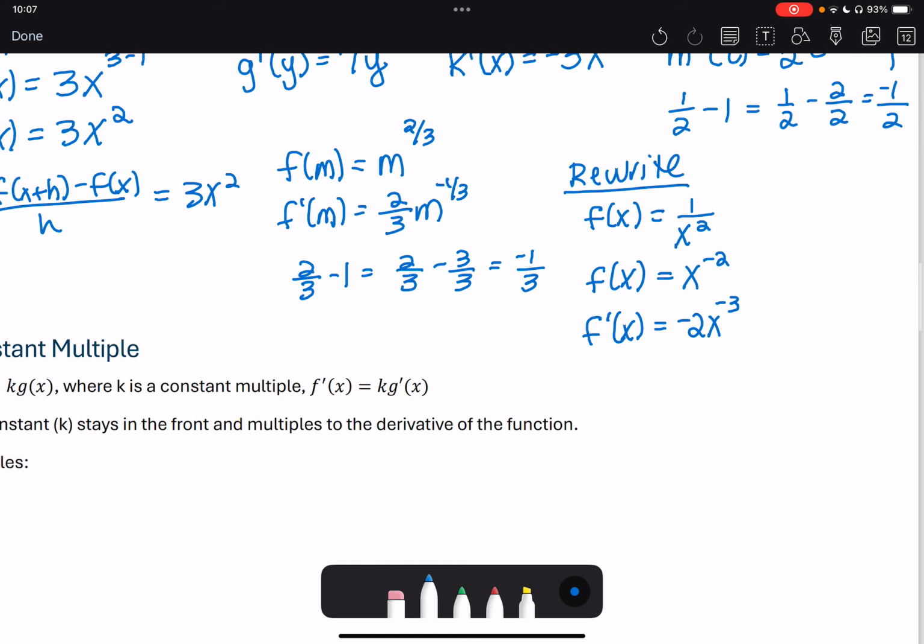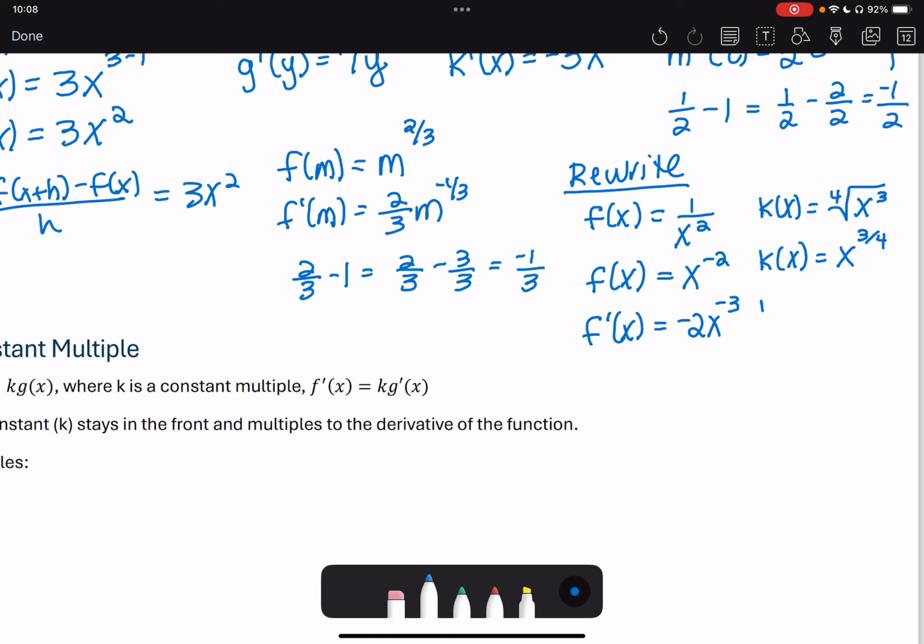Let me give you another example here. Let's say we have k of x equals the 4th root of x cubed. Okay, so what we've got to do in this situation here is rewrite the function to get it out of that root. Okay, so remember, we've done this before. We've had this happen when we keyed in our formulas into Excel. This is going to be x to the 3/4, right? X to the 3/4.